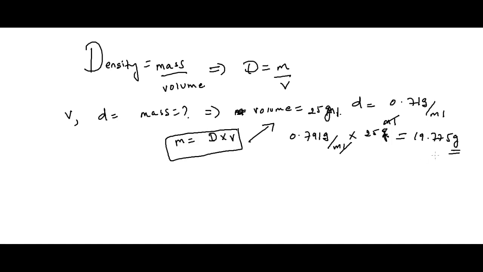Now remember that we have 1, 2, 3, 4, 5 significant figures, but we would like to have at least 2 significant figures because the volume that was given to you was 25 milliliter. Sometimes it's a little confusing to round numbers, but we have here 19.775 grams. If you round it to 3 significant figures, it gives you about 19.8 grams. This will give you about 20 grams.